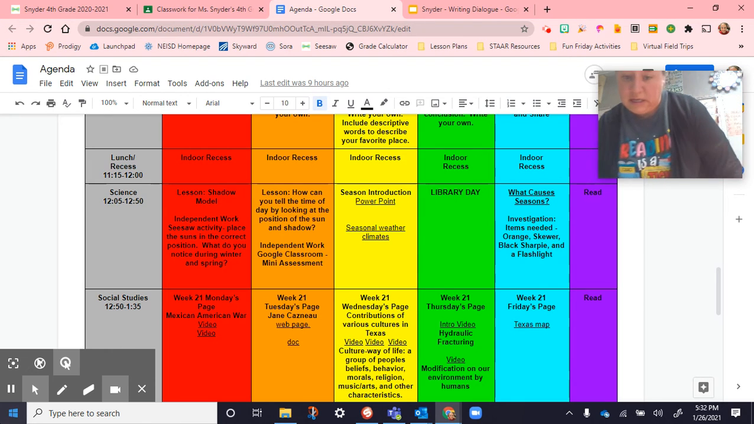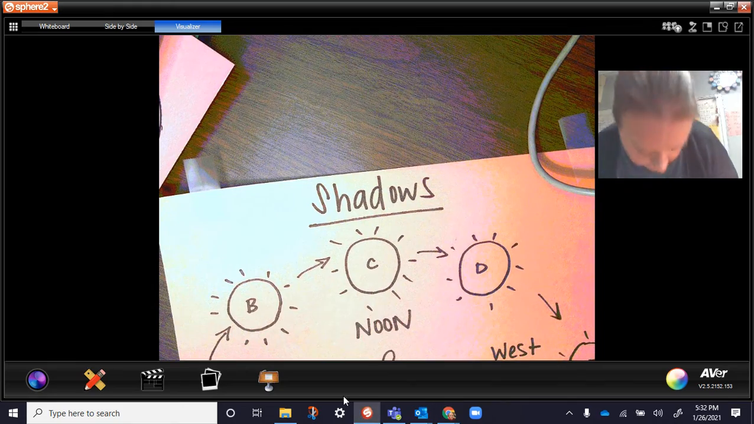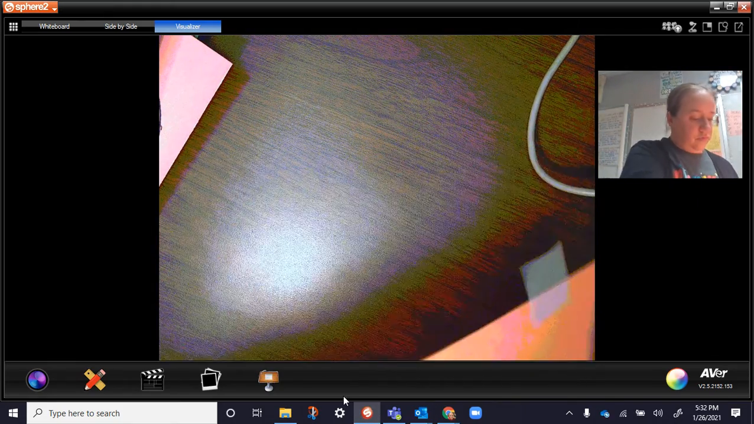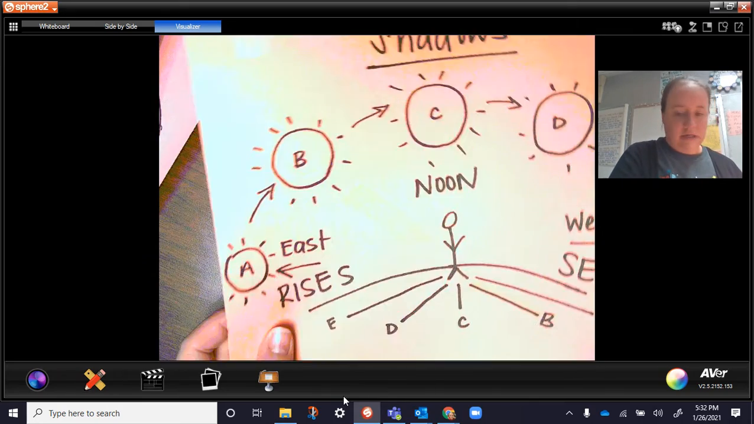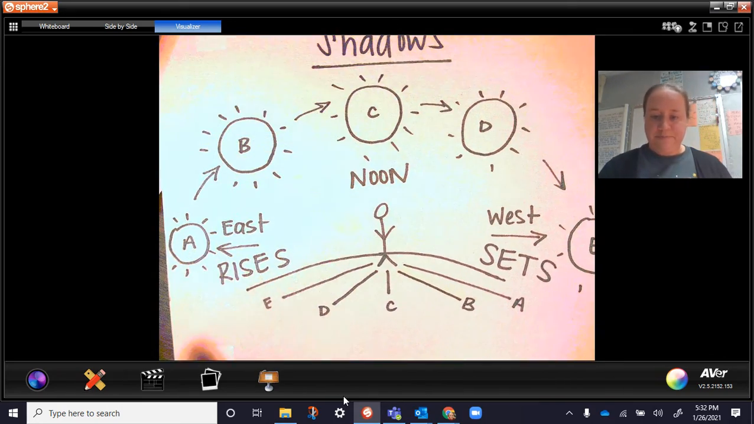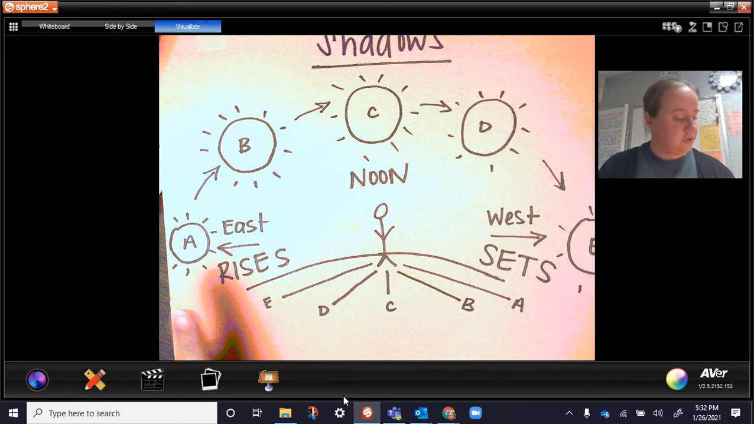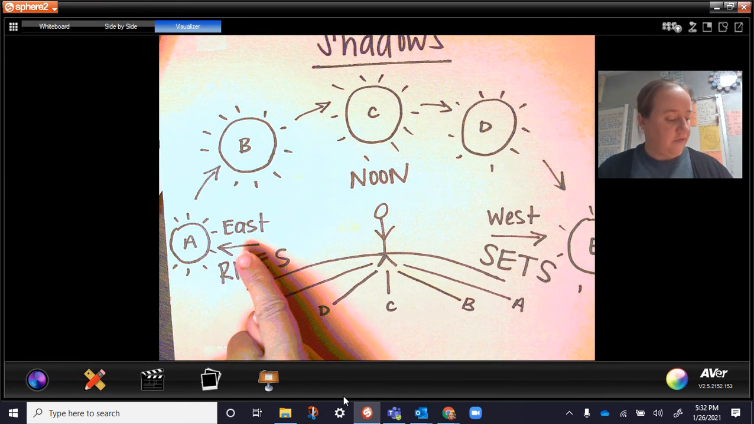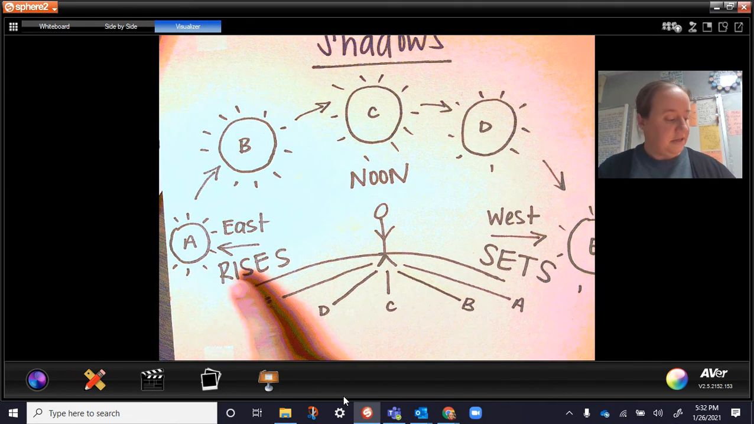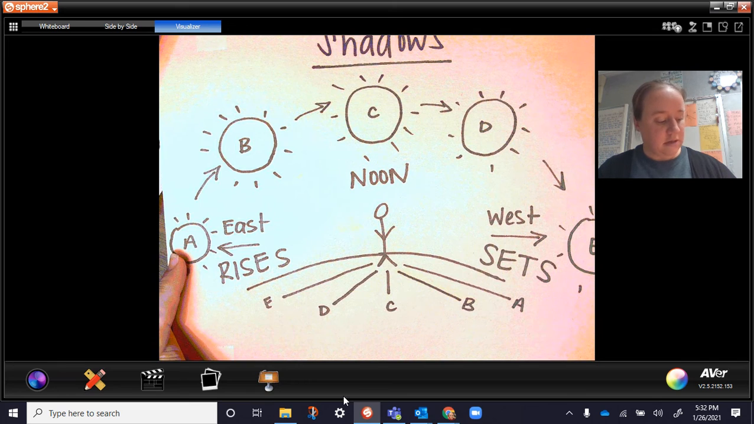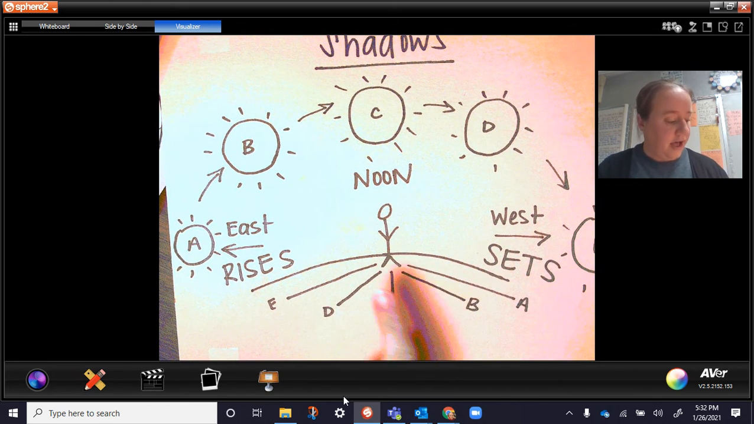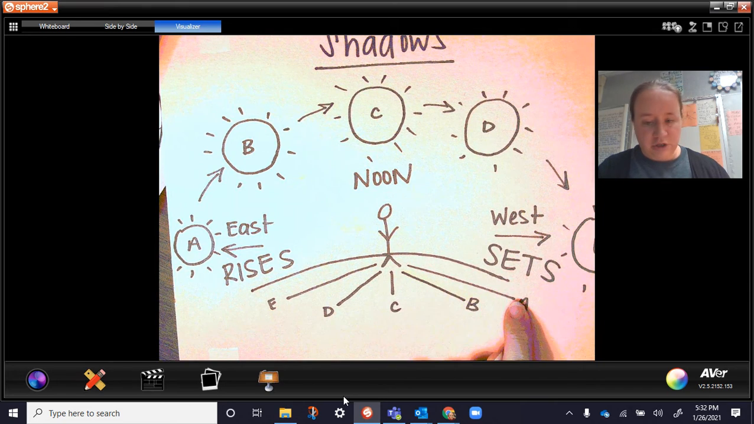All right, for science today, we reviewed shadows, what we've been talking about. So here, I'll put tape on this, I got it. Here's our little person. And this way is pointing to the east. So if that's east, then this is west. In the east, the sun rises. It's very low to the horizon. And so all of the sunlight is hitting a big portion of us, which creates a very long shadow.